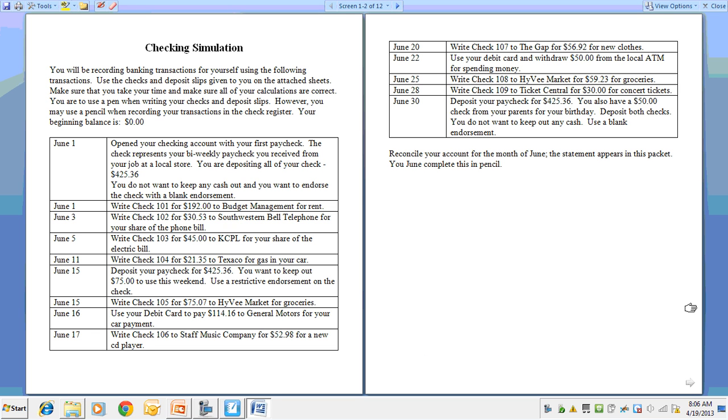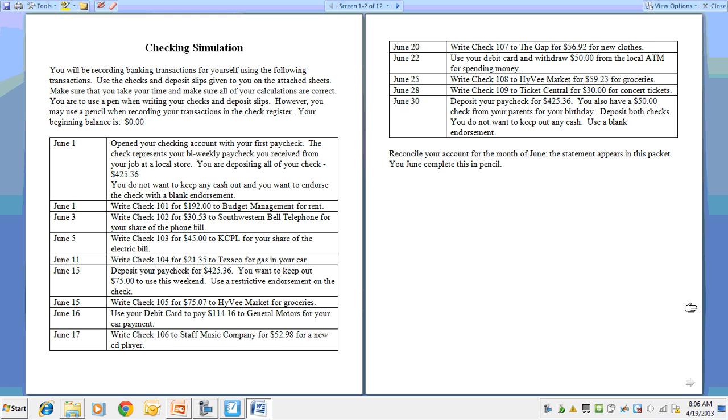The next thing that we're going to do is an actual checking simulation. So we're going to do deposits, we're going to do withdrawals, we're going to write checks and deposit slips, all of those different things. First, we're going to do them in groups, and then we're going to come back together and put them up on the smartboard to make sure that we've all done it correctly before we have to do this on our own.